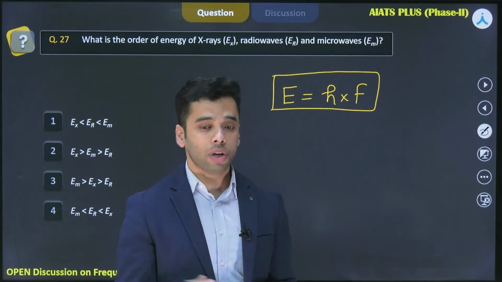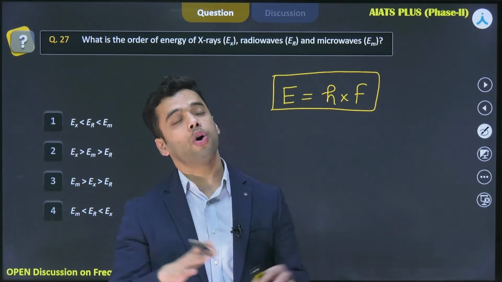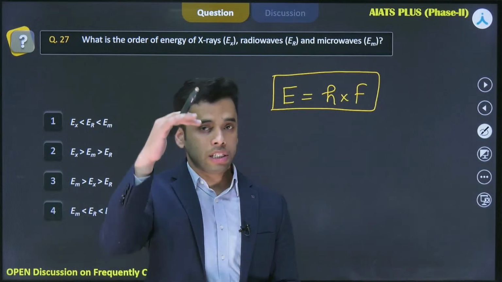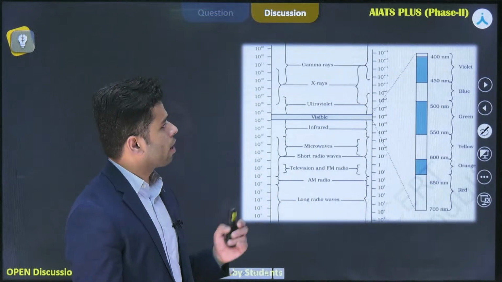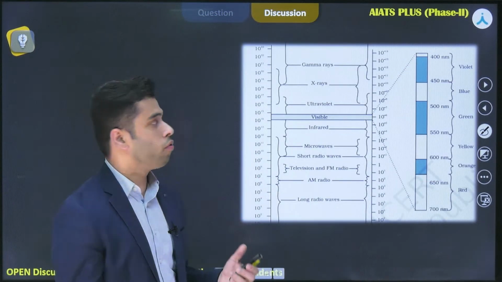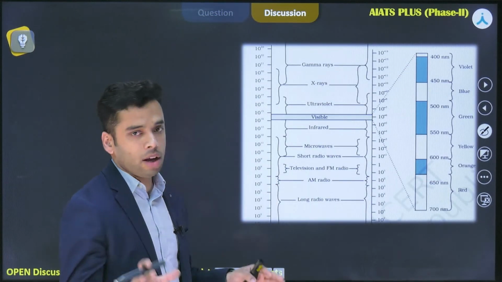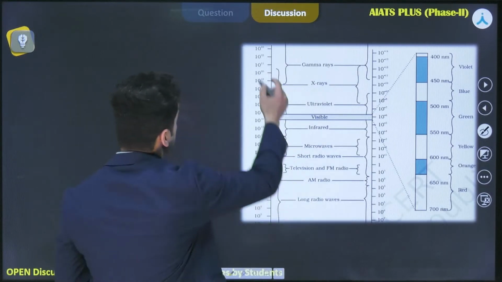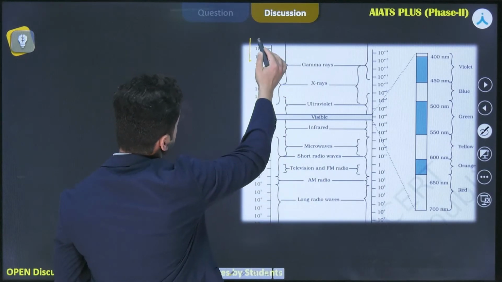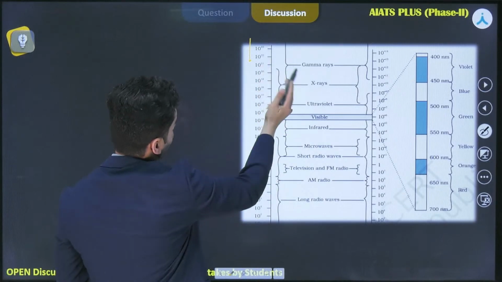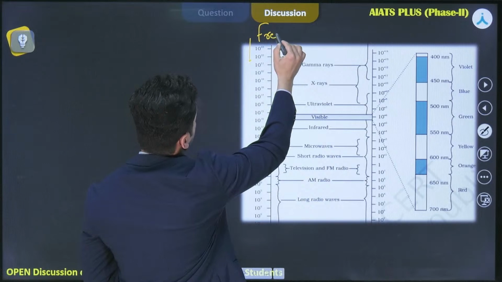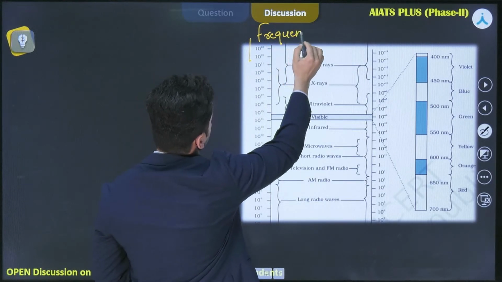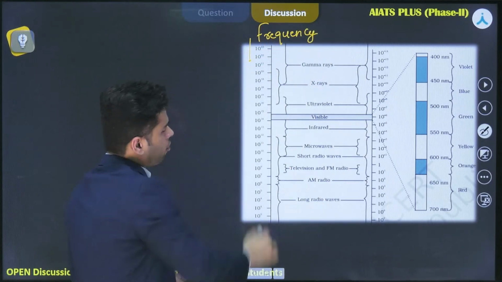And to compare the frequency, I need to be thorough and clear with the spectrum of the electromagnetic wave. So this is the spectrum of the electromagnetic wave right in front of you. First you have the gamma rays, followed by, okay, let me clear one thing first. This is the frequency part, have a look at the right side. It is in hertz and it is in the decreasing order.